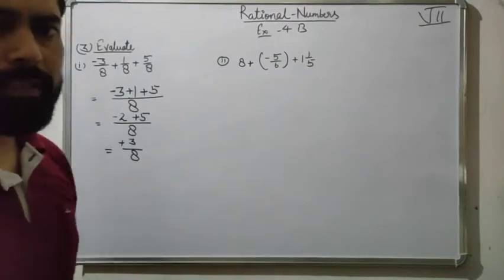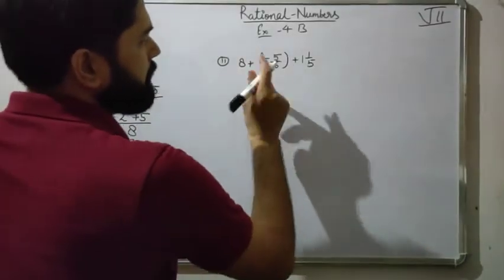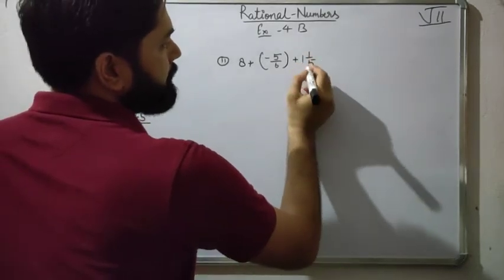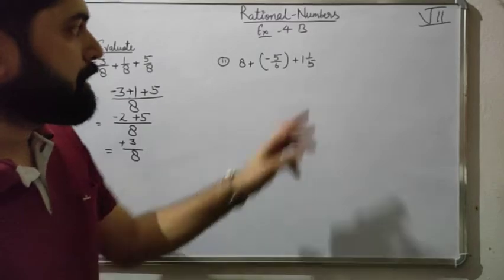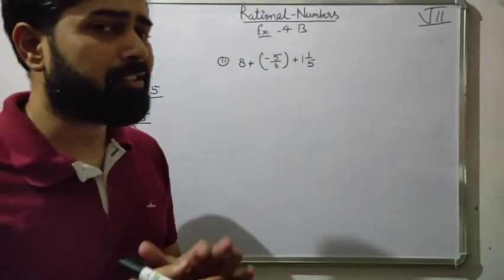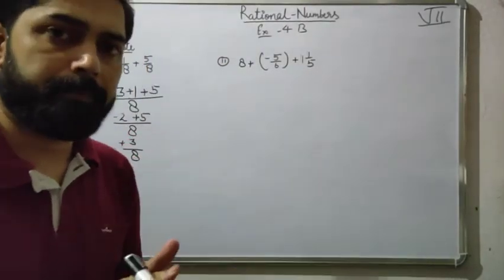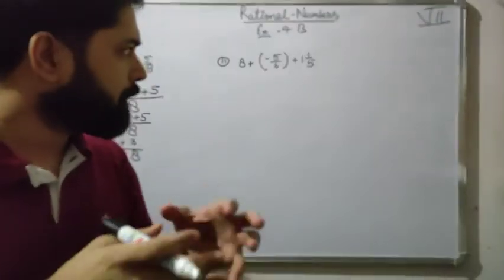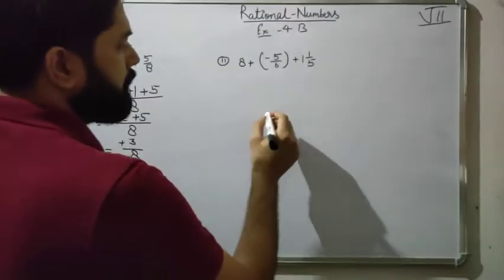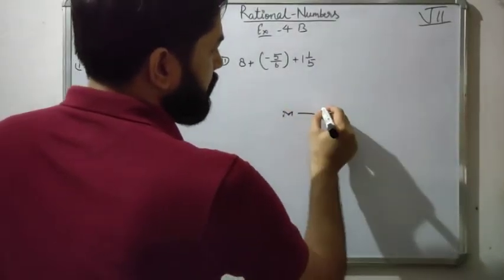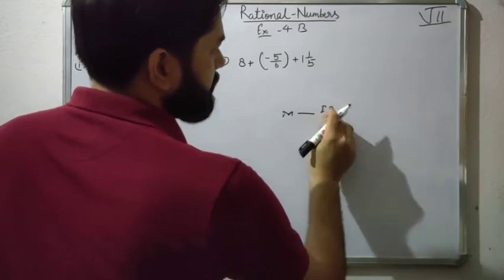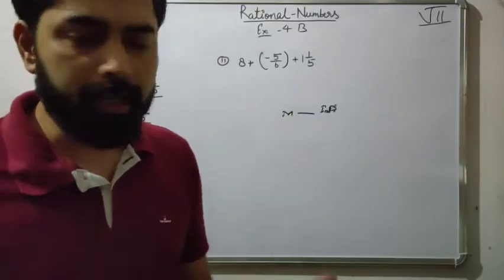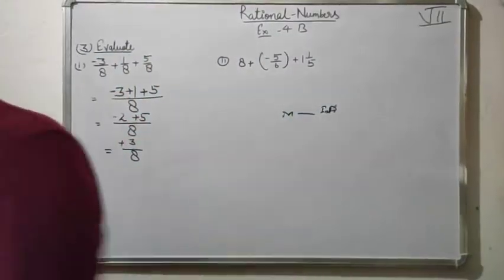Now what is the second question given here? Here is 8 plus bracket minus 5 upon 6 plus 1 and 1 upon 5. This is given as a mixed fraction. You know very well we cannot solve any mixed fraction directly. So what is the rule for this type of question? Firstly we convert the mixed fraction into an improper fraction. Mixed is converted into the improper fraction.